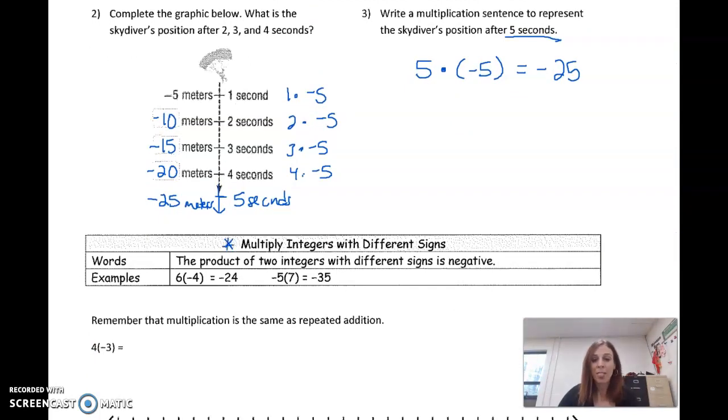If we want to multiply integers with different signs, meaning positive and negative, it says the product, that means multiplying, the product of 2 integers with different signs is negative, no matter what. Now this is different than our adding rules, because with our adding rules, sometimes it was positive, sometimes it was negative. Remember, we had to take the absolute value, subtract them, and the one with the greater absolute value, we kept that sign. This is way easier. If they're different signs, it's automatically negative.